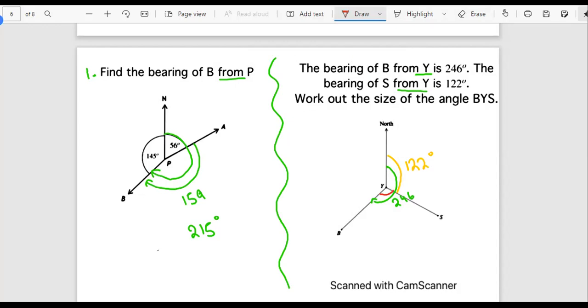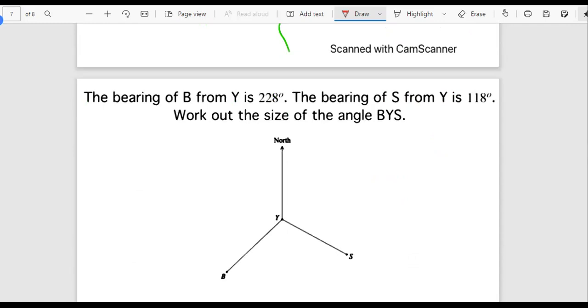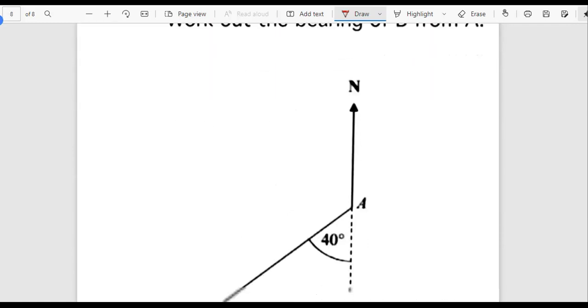Yes, Turhan? It would be 246 minus 122, that is 124. This is 124 degrees. Did you understand this, Turhan? Please tell me. Yes, ma'am, I got the same answer. Okay. All right.